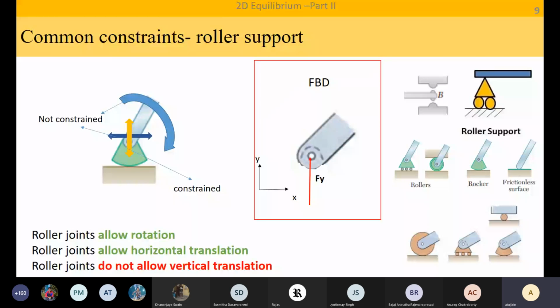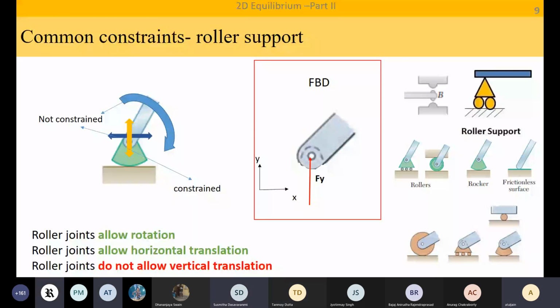Okay. Any questions about this? So we are basically replacing the constraint with the reactions in order to leave the trace on the free body diagram. Exactly. We are trying to quote unquote free the body. How do you free the body? You free the body by removing all constraints. And wherever there is a constraint, you have to put a reaction.